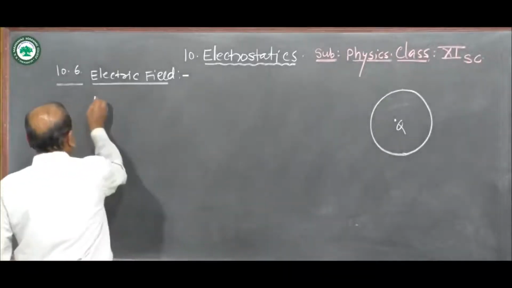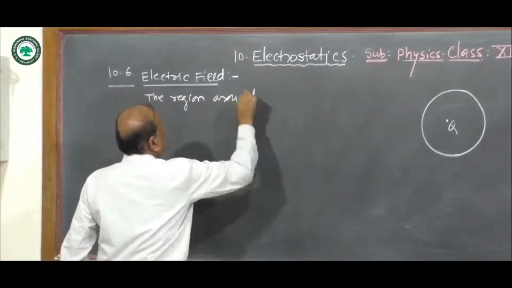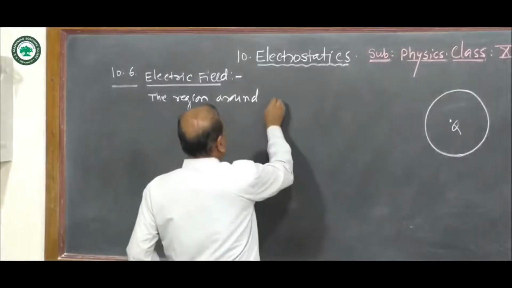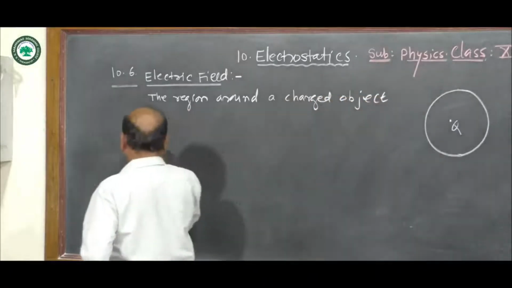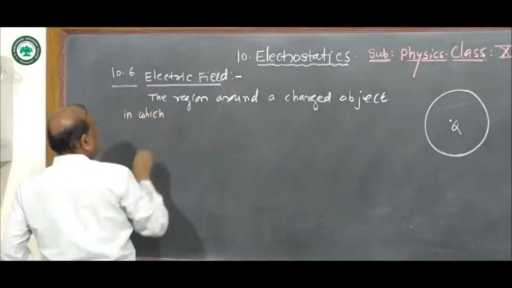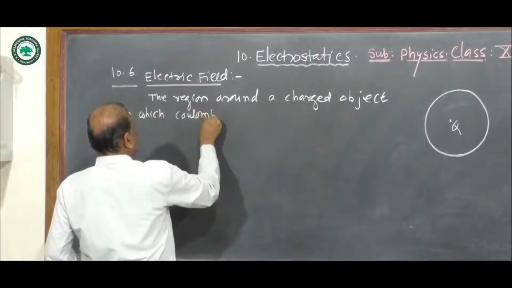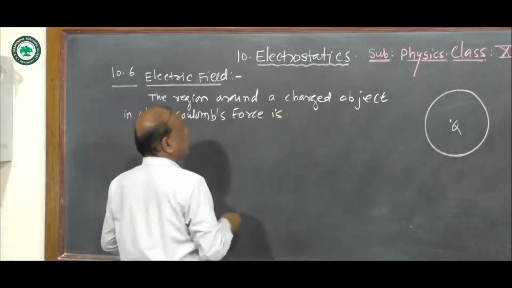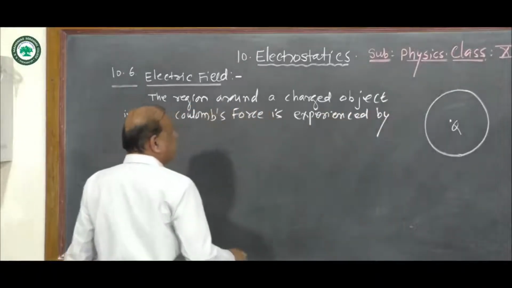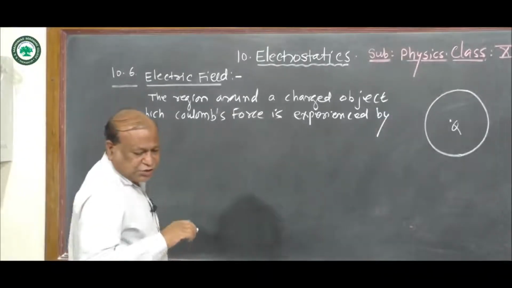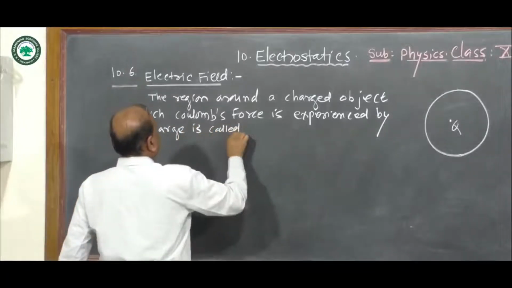The definition of electric field: the region around a charged object in which Coulomb's force is experienced by a charge is called electric field.